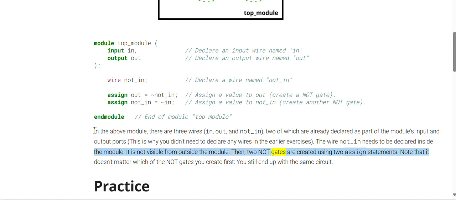Then, 2 NOT gates are created using 2 assign statements. Note that it doesn't matter which of the NOT gates you create first. You still end up with the same circuit.